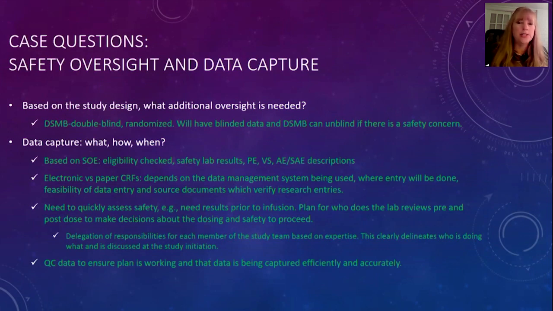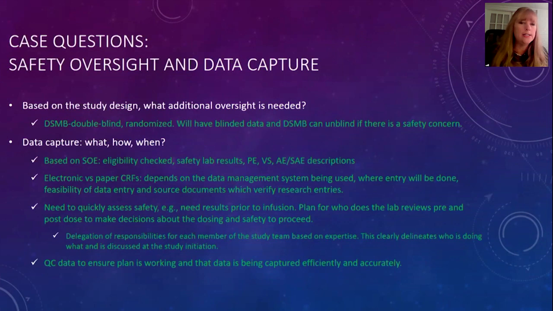There would also be a delegation log separate from the protocol itself that clearly delineates who is doing what and their responsibilities for each member of the study team based on expertise. This would also be discussed at the study initiation visit with the site monitors.